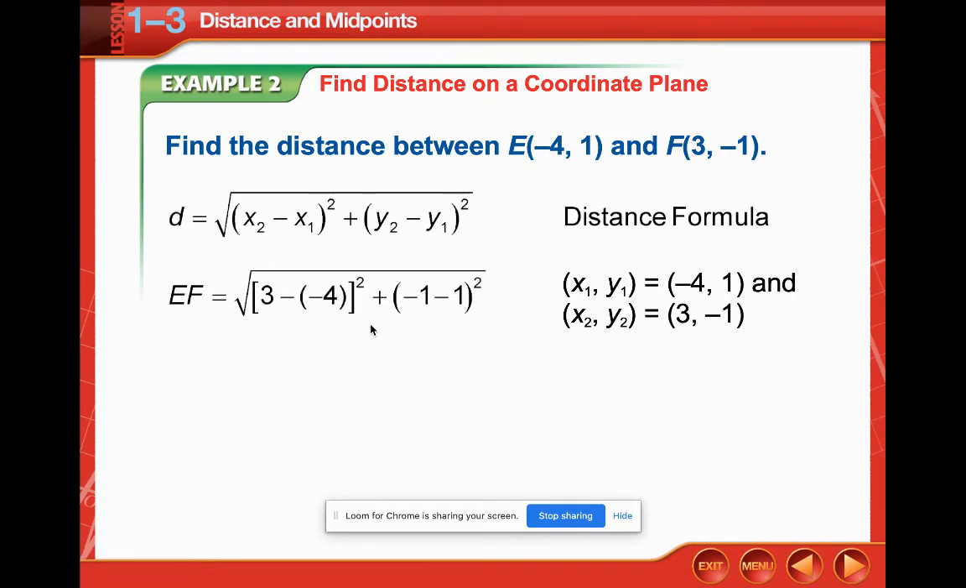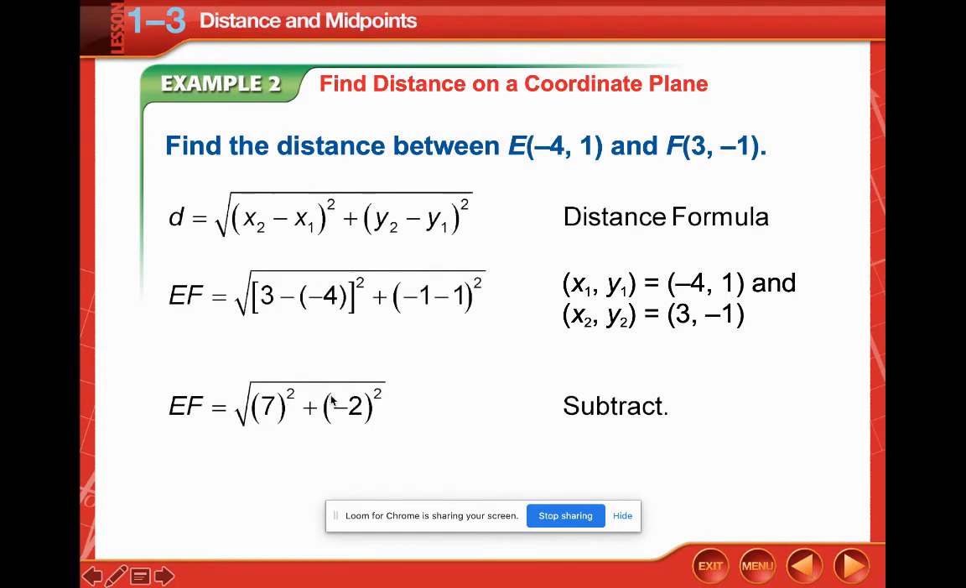So let's work through this. First thing you should do, I don't know if you guys remember PEMDAS, is what's inside the parentheses. 3 minus negative 4 is the same thing as 3 plus 4, which is 7, so you're left with 7 squared. Negative 1 minus 1 is negative 2, so you're left with negative 2 squared.